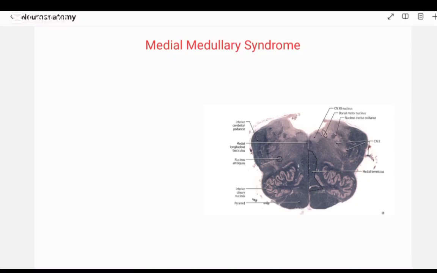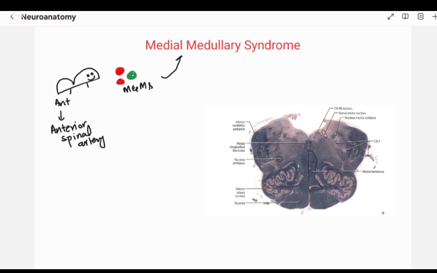To discuss the medial medullary syndrome, first I want you to understand and memorize one thing. Let's say I'm trying to draw an ant. Let's just say a happy ant, and these are the colorful M&Ms. So from this you can just memorize that this ant is for the anterior spinal artery, and from these M&Ms you can recall the medial medullary syndrome.